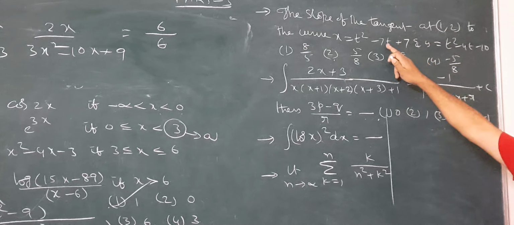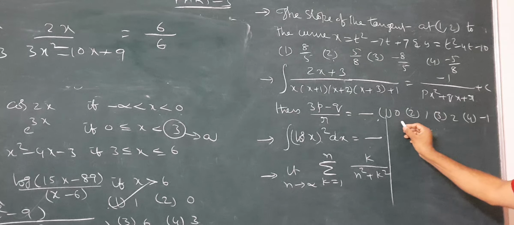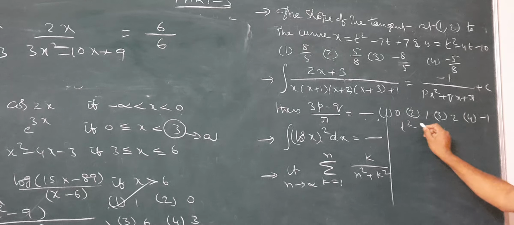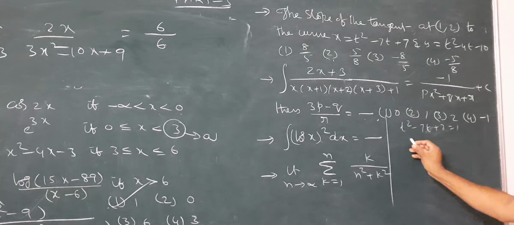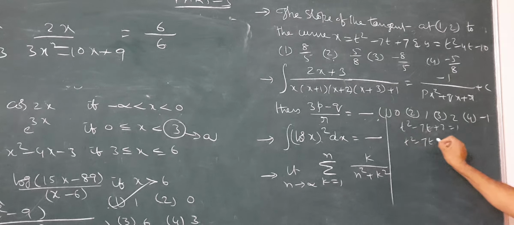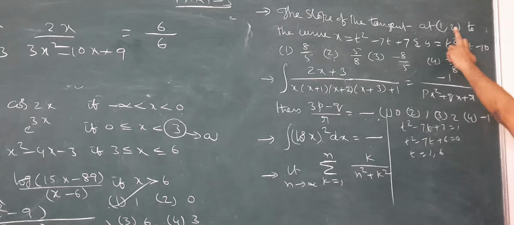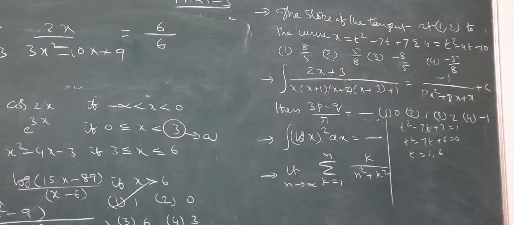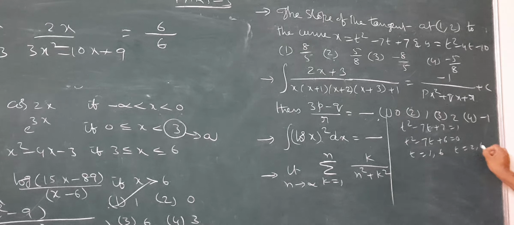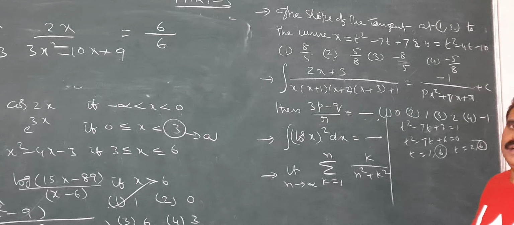Look here, x equal to 1, y equal to 2. If you substitute x equal to 1, we get t square minus 7t plus 7 equal to 1. That means take one this side, t square minus 7t plus 6 equal to 0. By solving this, t equal to 1, 6. If you substitute y equal to 2, we get t square minus 4t minus 12, by solving that t equal to 2 comma 6. 6 is the common. So t equal to 6.